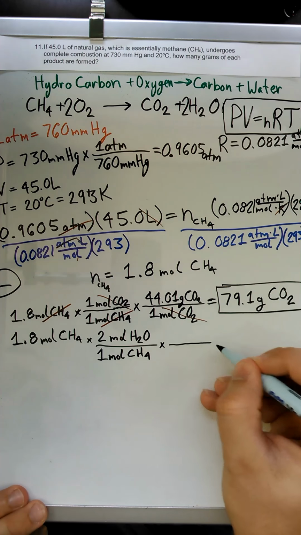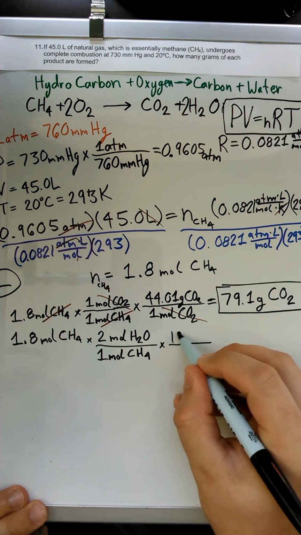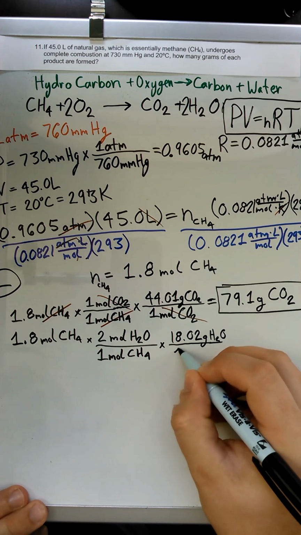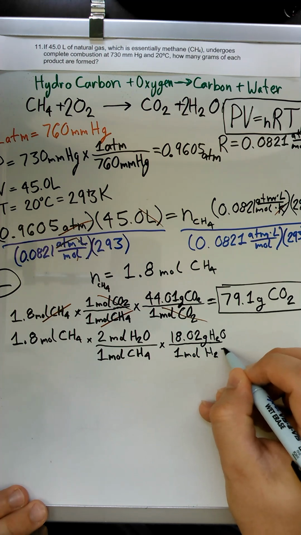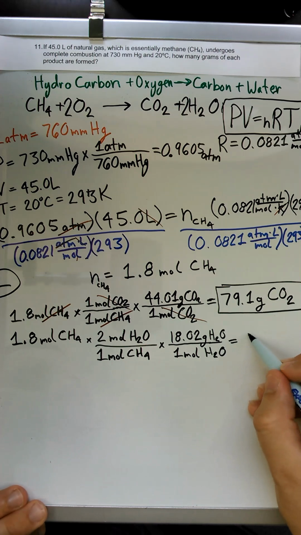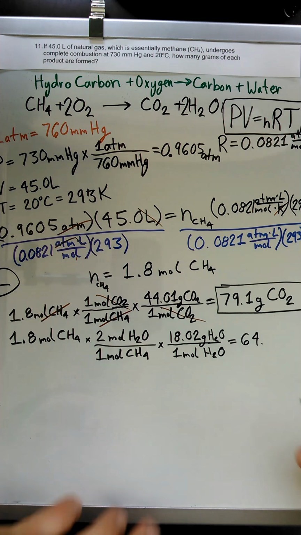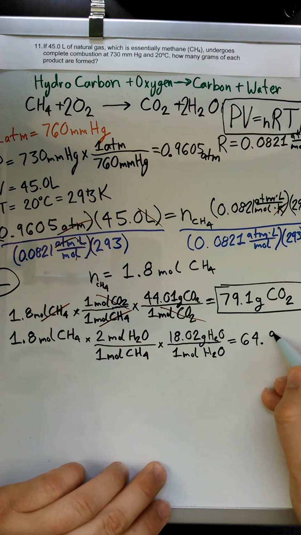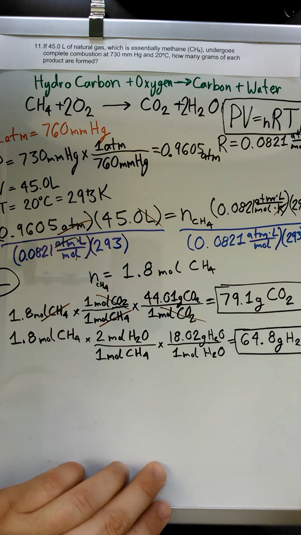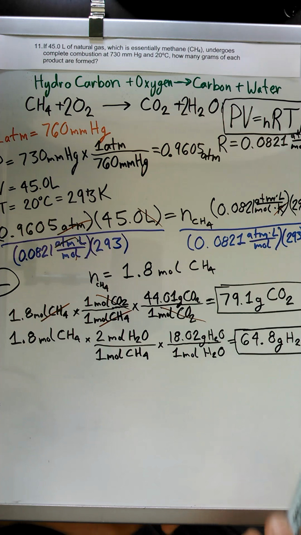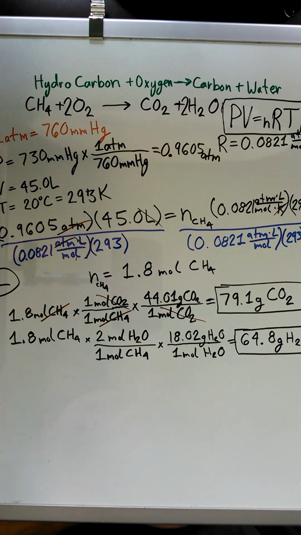Now we multiply by the molar mass of water, which is 18.02 grams of H2O for every 1 mole of H2O, and we get a mass of water of 64.78 grams, which we're going to round up to 64.8 grams of water. So our two products that we produce are 79.1 grams of carbon dioxide and 64.8 grams of water. Okay, so that's our second problem. Moving on to our third problem.